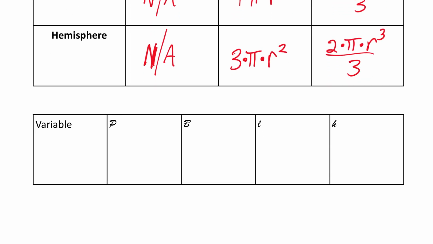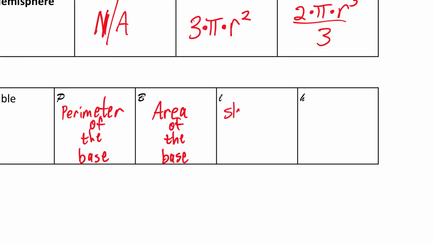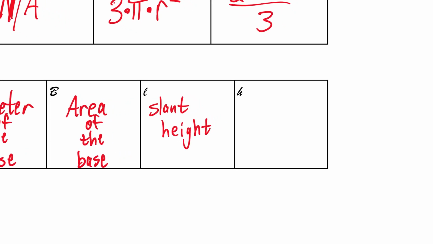Okay, what does the capital P stand for? Perimeter of the base. A capital B, area of the base. The L, slant height, and then the H is the height. And especially on prisms, the best way to think about that is the distance between the bases.